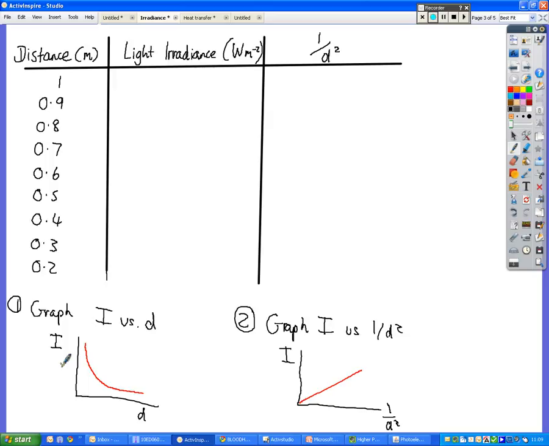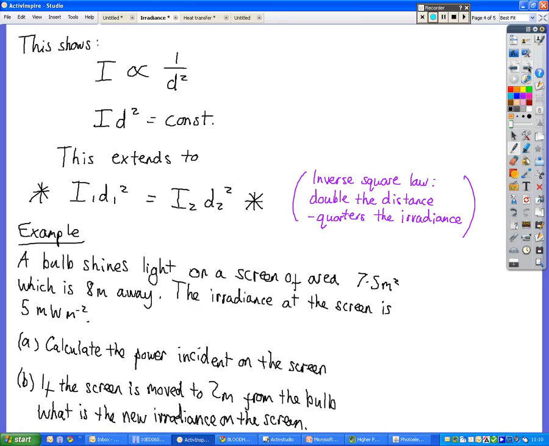So the irradiance decreases. We then plotted irradiance against 1 over the distance squared and found that that was in direct proportion. So irradiance is in direct proportion to 1 over the distance squared. If we rearrange that, we get that irradiance times distance squared is a constant, and that extends us to this equation here, I1d1² = I2d2².